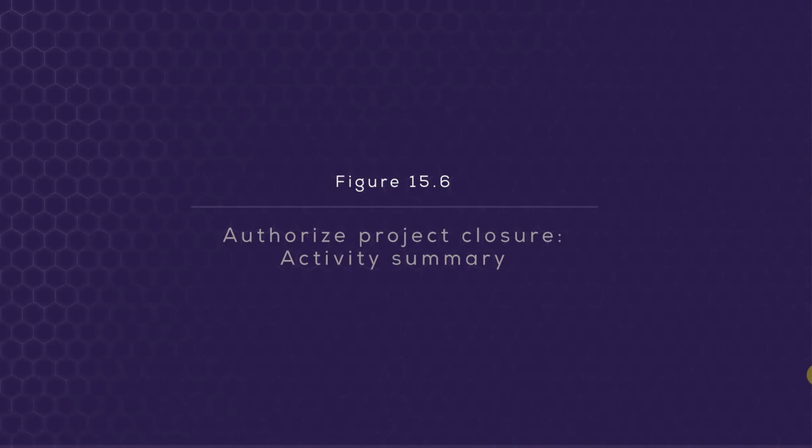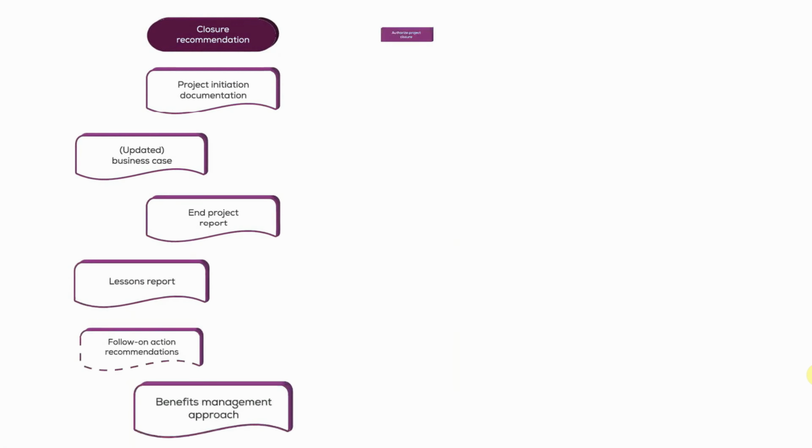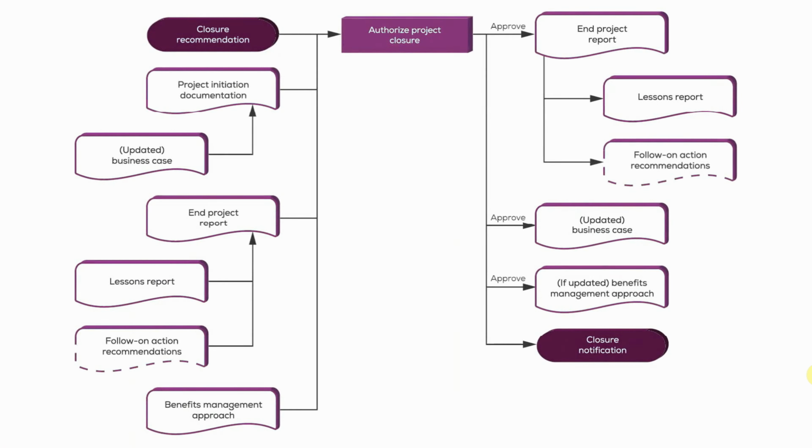So you'll be looking at figure 15.6 in the manual for this final activity, authorize project closure. Now, remember that this activity is taking place as a result of the closing a project process having run its course, and the closing a project process may have been triggered either under premature circumstances or under natural circumstances. It's largely speaking immaterial why it occurred. The outputs of the closing a project process will still need to be reviewed and approved, and so that's the primary purpose here. Let's have a look at each of these items on the left and understand why they're being considered as part of the activity.